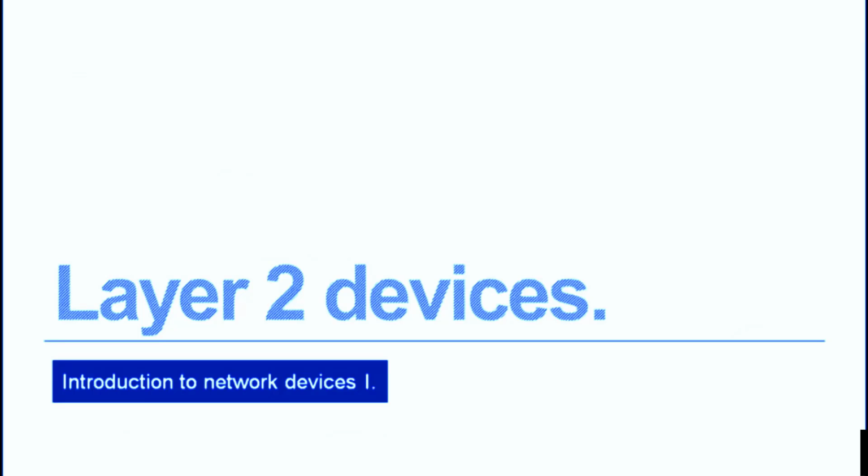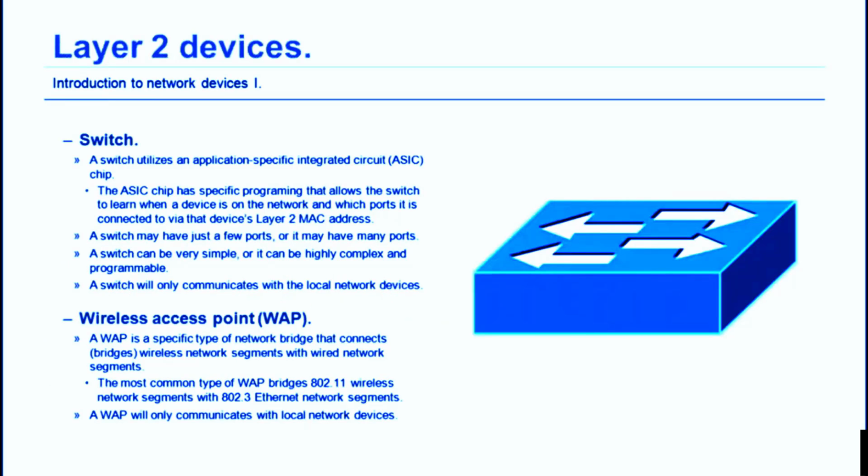So now let's move on to Layer 2 devices. The first Layer 2 device that we're going to talk about is the switch. A switch utilizes an application-specific integrated circuit chip, an ASIC chip. The ASIC chip has specific programming that allows the switch to learn when a device is on the network and which ports it is connected to via that device's Layer 2 MAC address. That's what makes a switch a Layer 2 device.